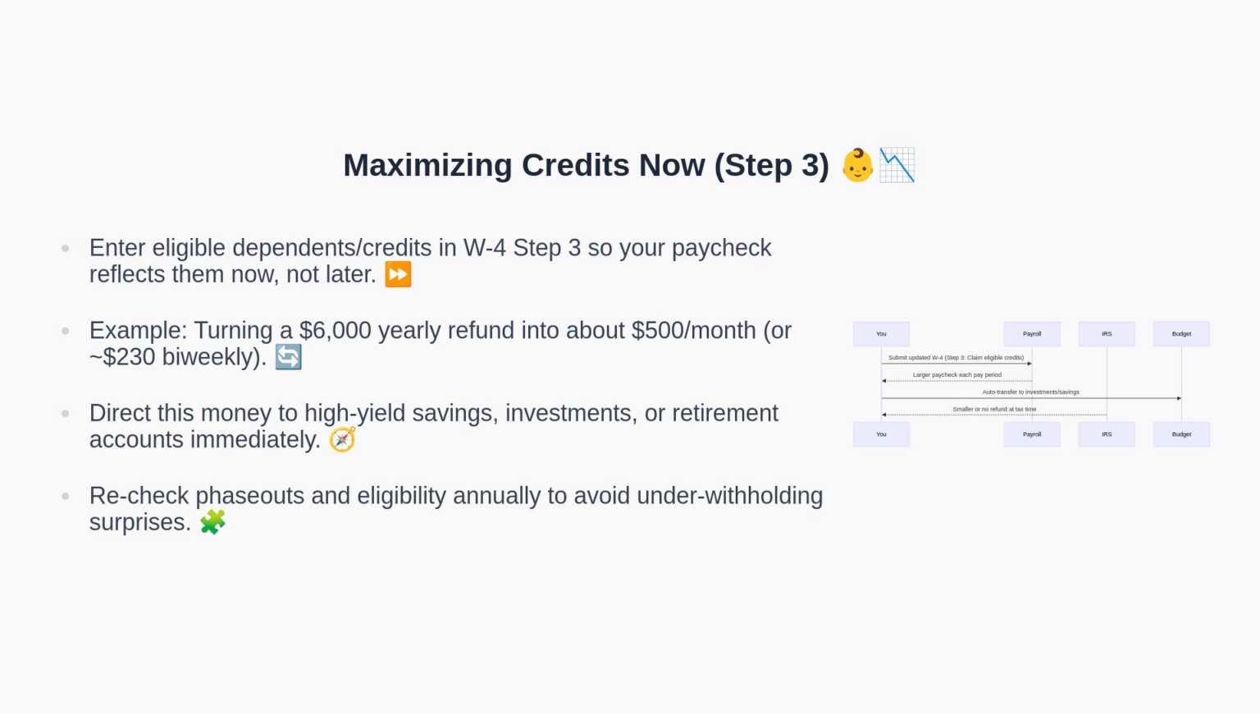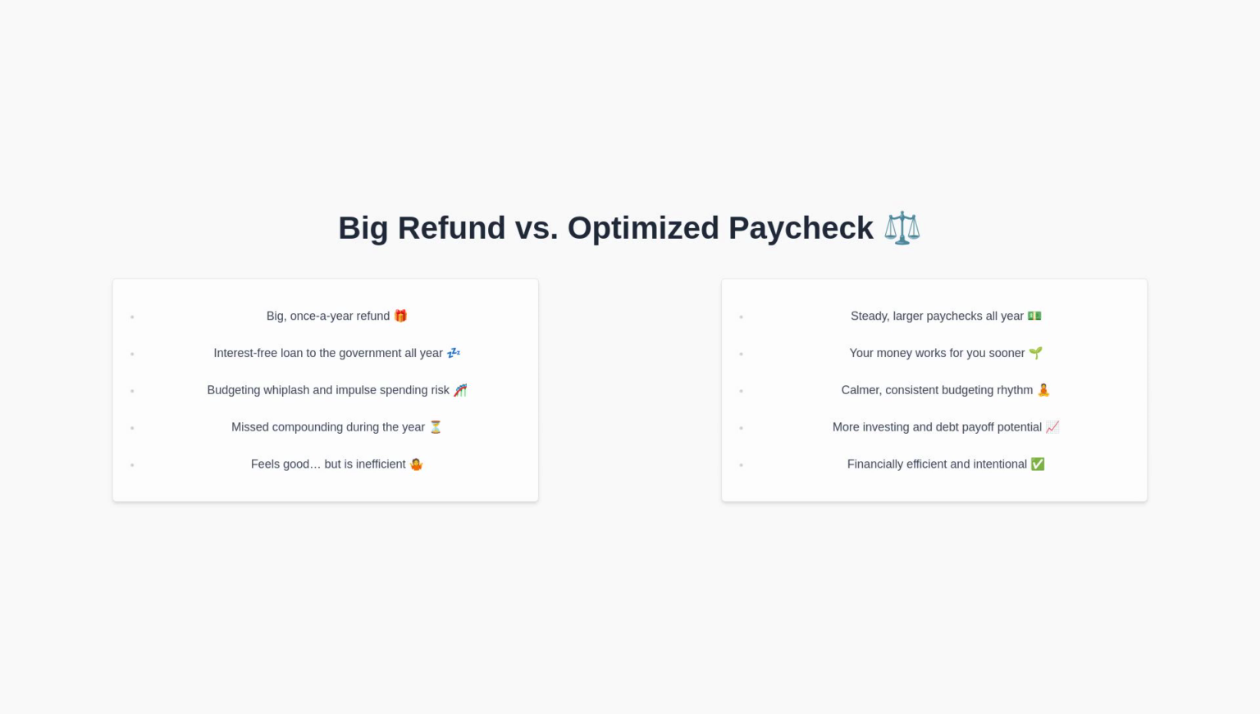Having seen how credits improve cash flow, let's compare approaches side by side. On the left, a big refund provides a once-a-year windfall but represents an interest-free loan to the government. It can create budgeting volatility and may lead to impulsive spending, while missing compounding opportunities during the year.